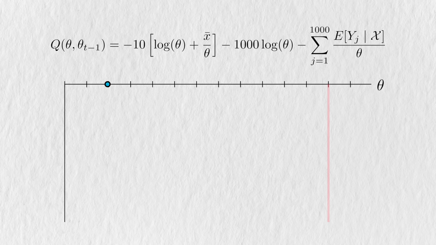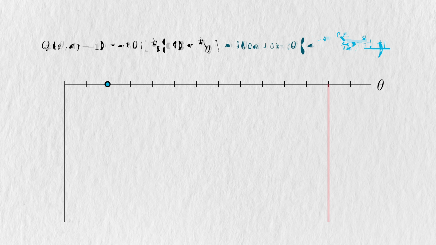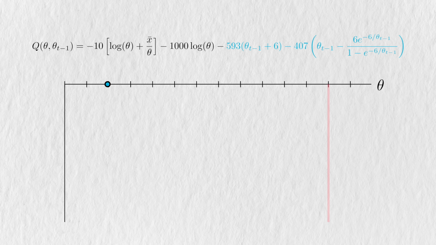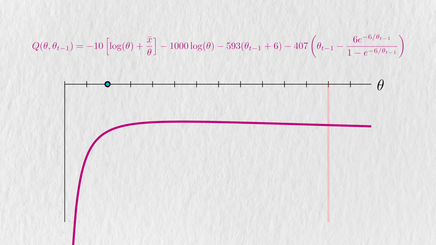Looking back at our Q function, we need to split the sum up. So we have 593 instances of this conditional expectation. Likewise, 407 have the other expectation. If we were to roughly plot this function, this is what we'd see. You can clearly see that the maximum is different from our initial value, so we need to figure out what that is with the M step.